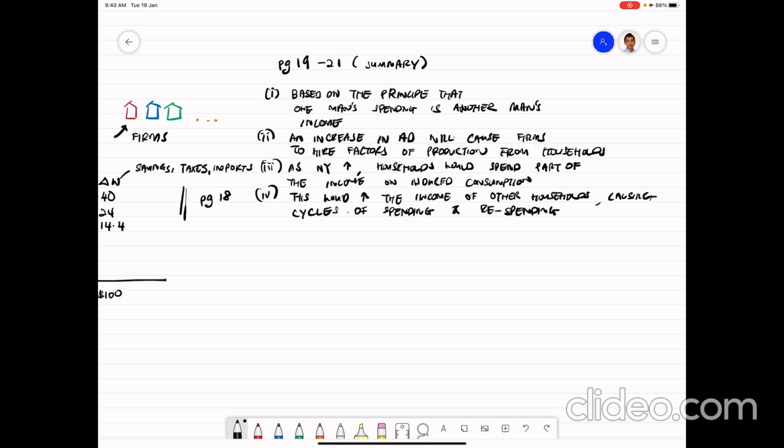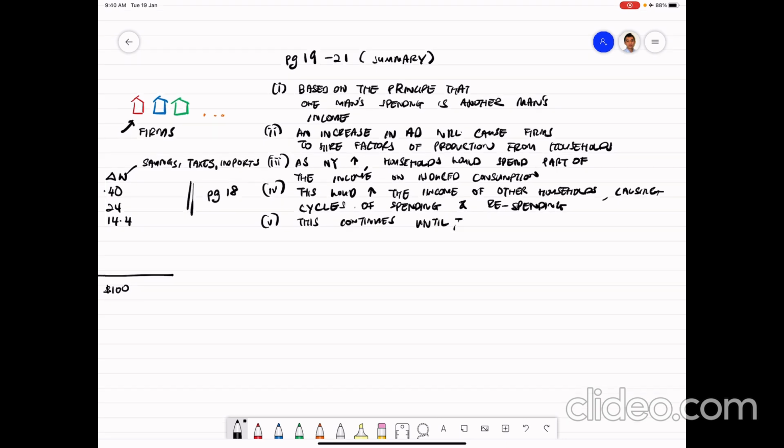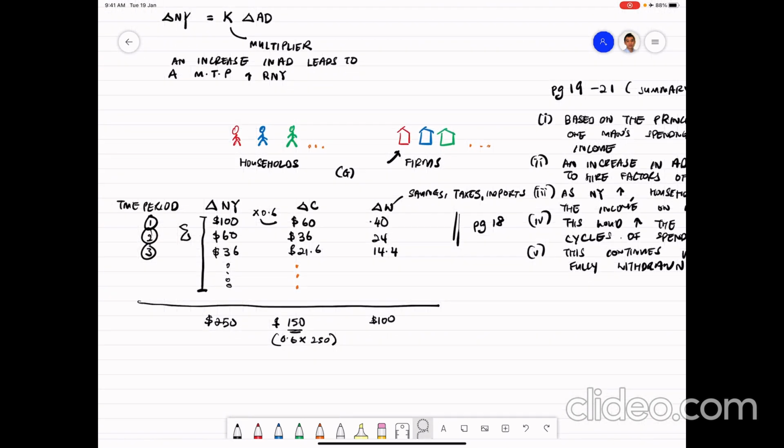So we're getting there. So this will continue until the initial increase in AD is fully withdrawn. Okay, so what is happening here? So what you can see is that I started off with $100. Yeah, 40 is withdrawn.